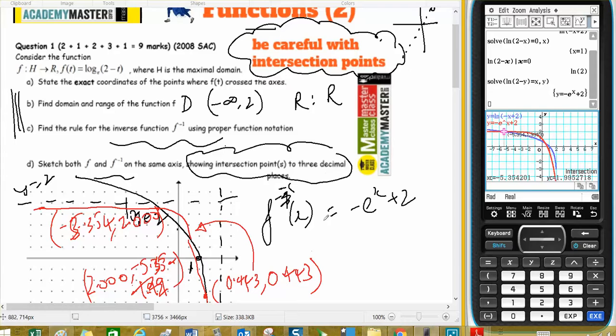So be really, really careful. Not always will the intersection point be along the line y equals x.